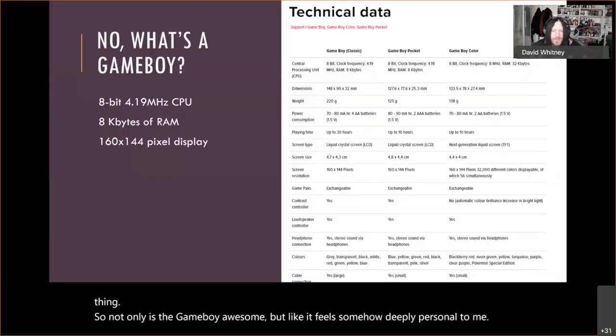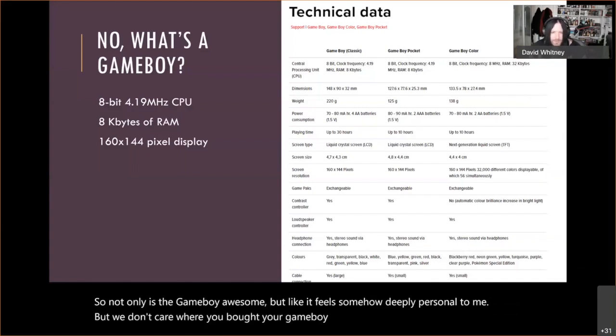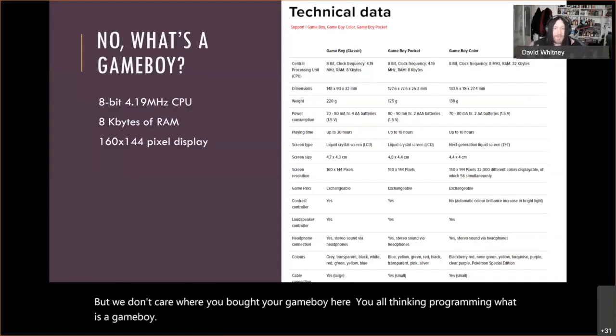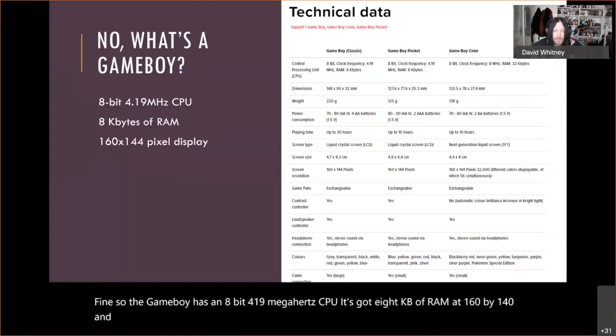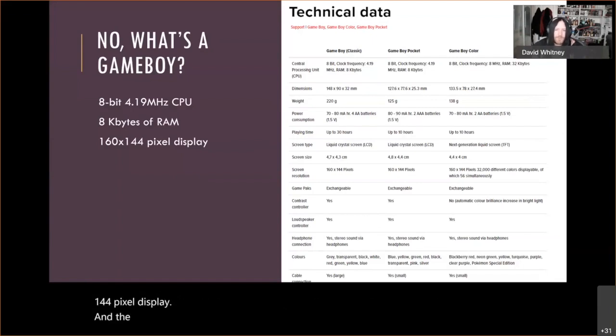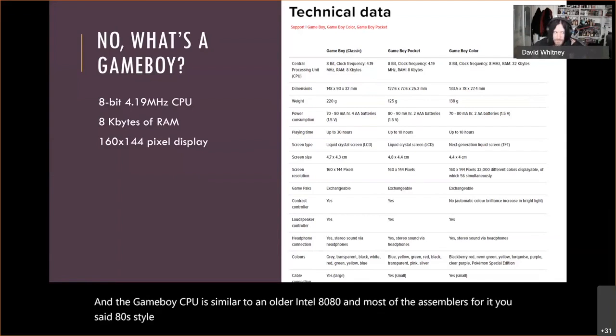But we don't care where you bought your Game Boy, I hear you all thinking. Programming. What is a Game Boy? Fine. So the Game Boy has an 8-bit 4.19 megahertz CPU. It's got 8 kilobytes of RAM, a 160 by 144 pixel display, and the Game Boy CPU is similar to an older Intel 8080. And most of the assemblers for it use Z80 style syntax. So it's a custom chip, but most of the instructions are similar to other well-known processors.